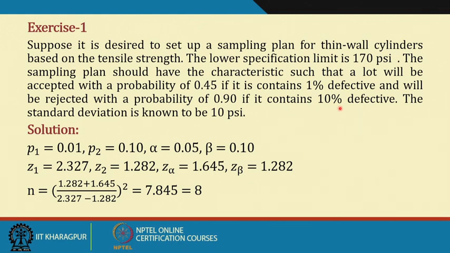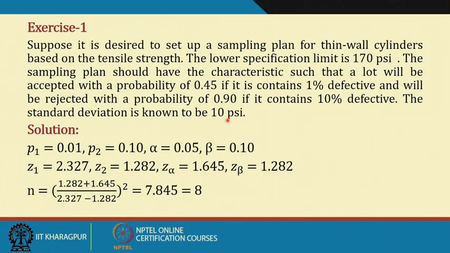So that means here the acceptance sampling plan which you are going to design, the main purpose of such a plan is to control the proportion non-conforming. The standard deviation is known to be 10 psi. That means it is a known standard deviation case. This particular case we have already discussed. Now what is the solution?